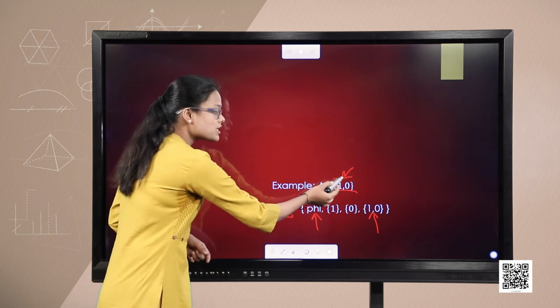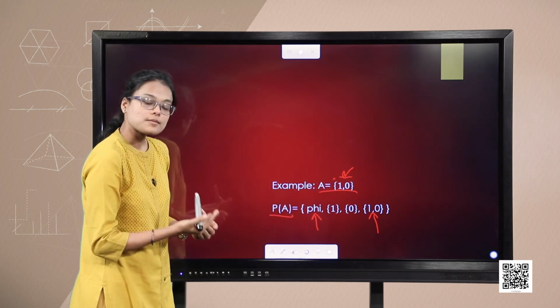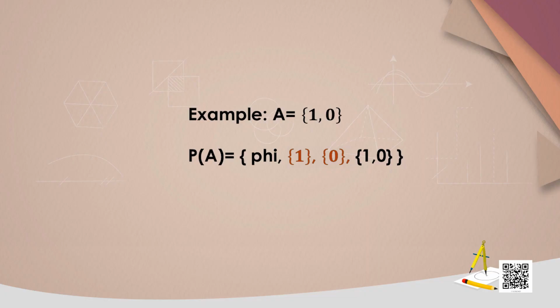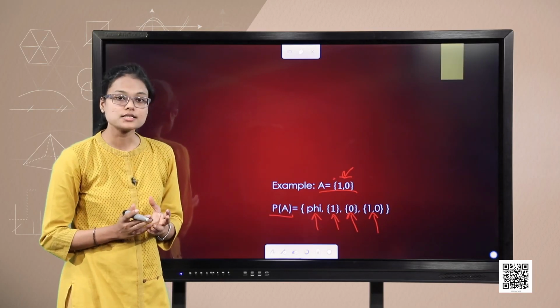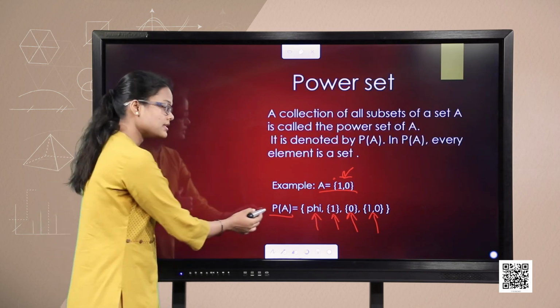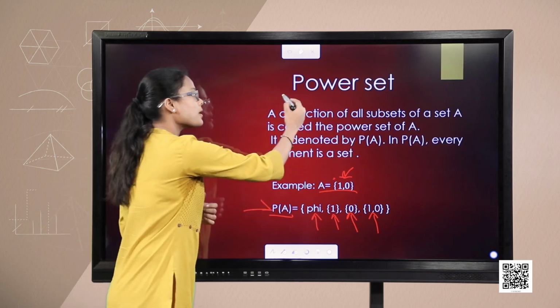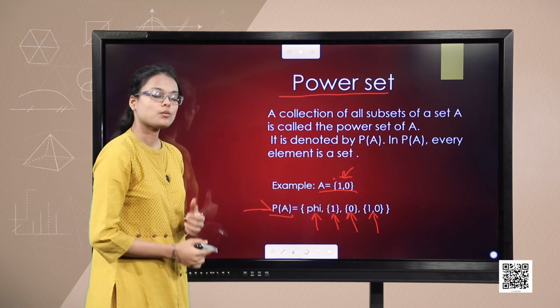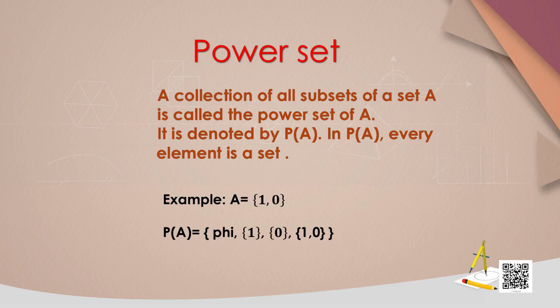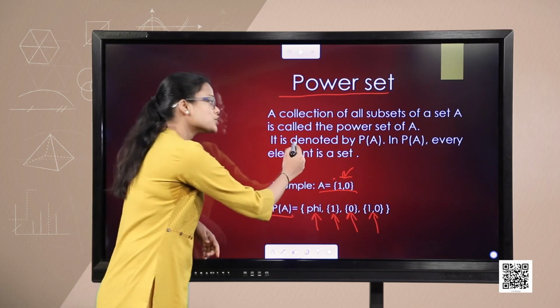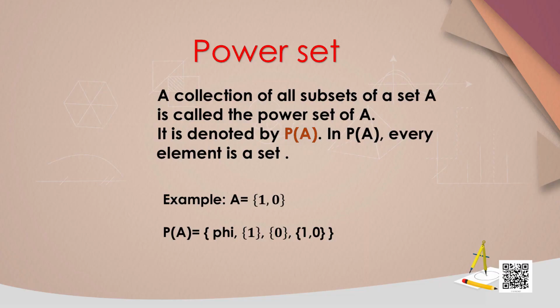Now each and every element will form a subset of the set A. So the other subsets are singleton set 1 and singleton set 0. On forming a collection of all these sets, we find a new set, and this set is said to be the power set. What is the definition? Let us see what it states. It states a collection of all subsets of a set A is called the power set of A. You may denote a power set by PA.